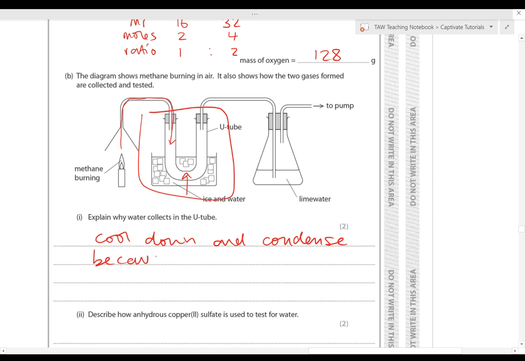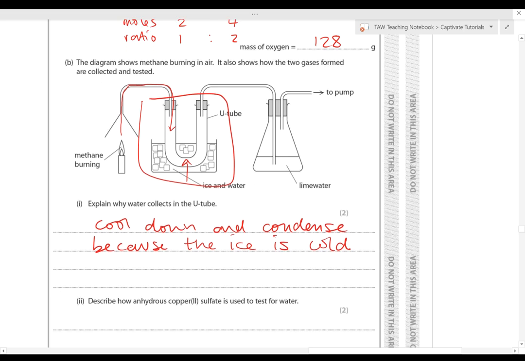because the ice is cold, I suppose. So we've got gas condensing into a liquid. So the water will cool down and condense because the ice is cold and there's a big decrease in temperature.